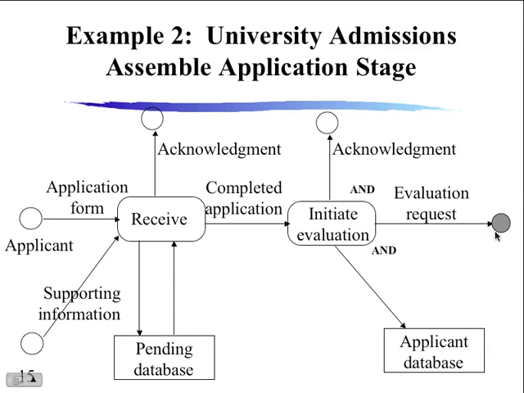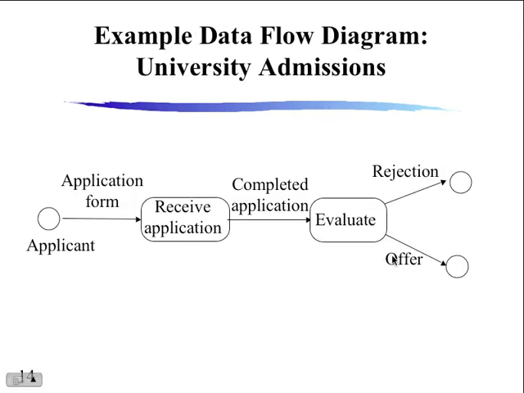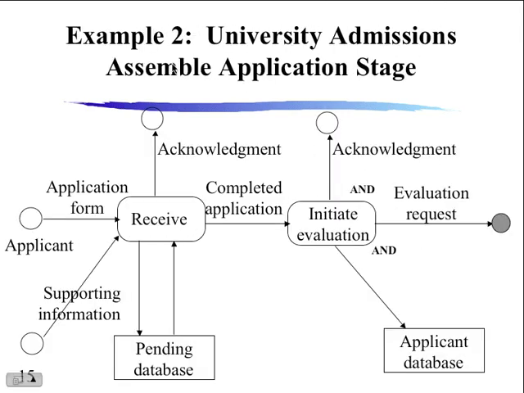But here we have another diagram. You can see this is another diagram of, this one here says university admissions. This one here says the assemble the application stage. So we have multiple diagrams showing different components of the system in terms of its data flow. And some of them connect together, some of them don't. And some of the diagrams are showing different levels of abstraction or different parts of the system.